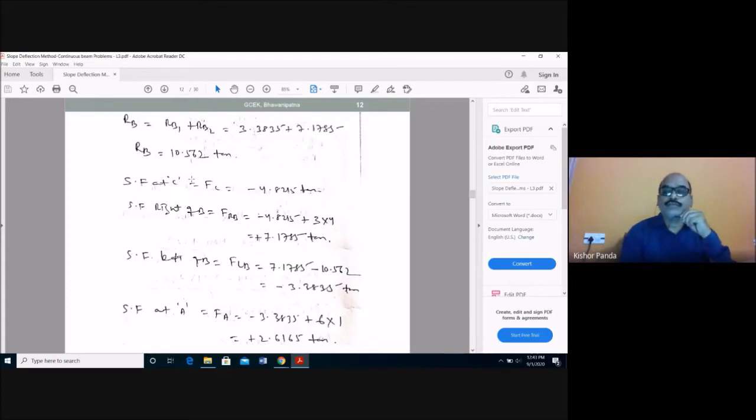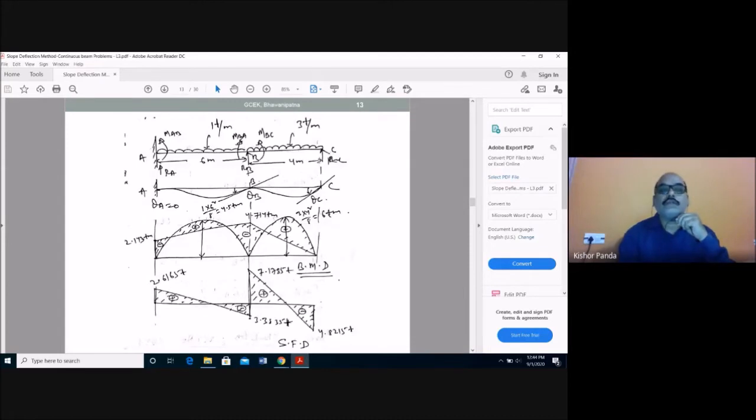Then what you have to do? Then you have to draw the shear force diagram. For shear force, first you have to find out the shear force at different positions. Here you see, first you have to know the shear force at A, then the shear force just left of B, then the shear force just right of B.